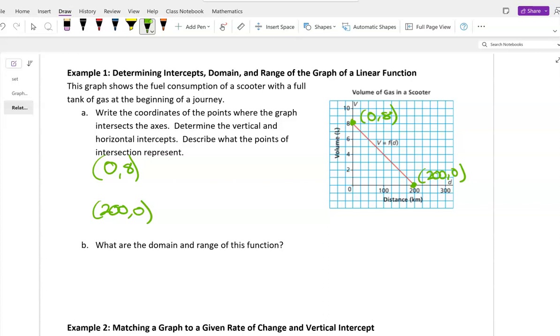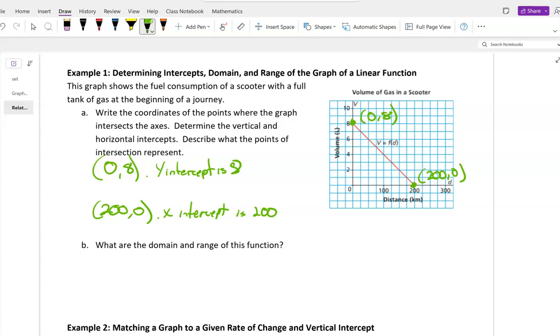Determine the vertical and horizontal intercepts. Okay, now vertical intercept, we call that the y-intercept. Y-intercept is 8. The x-intercept is 200. Notice that it's just one number, it's not a point.